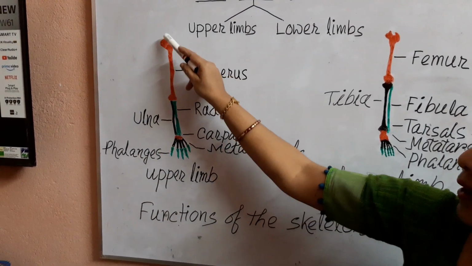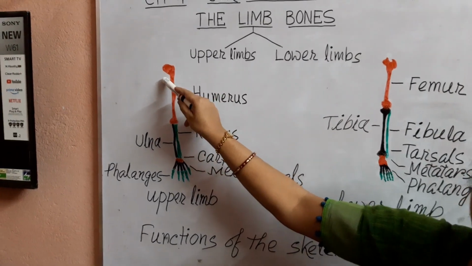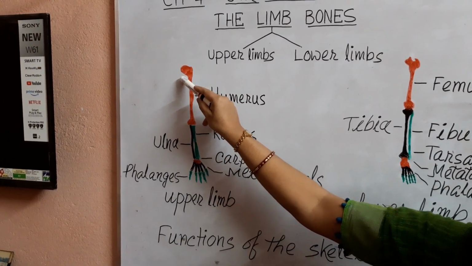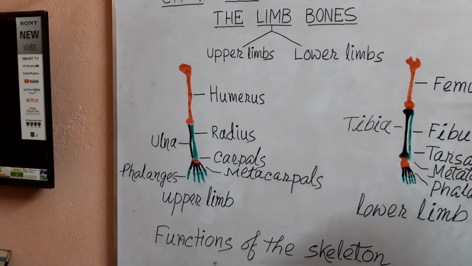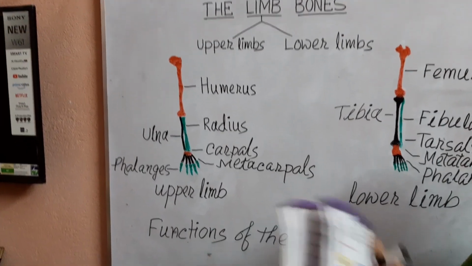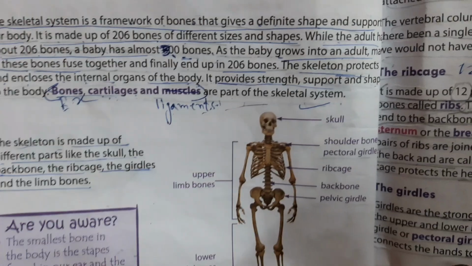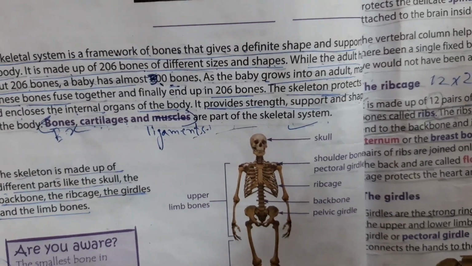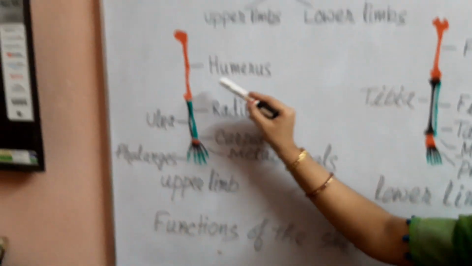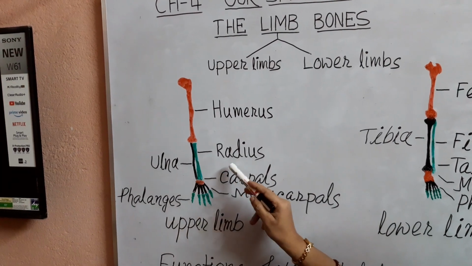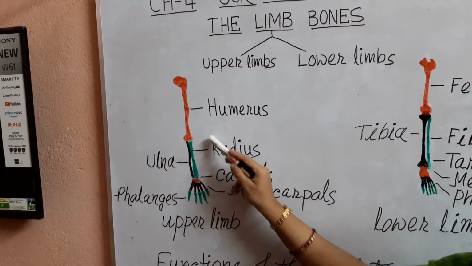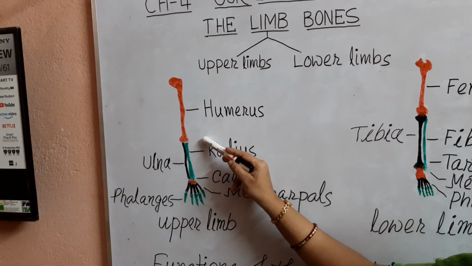The upper end of the humerus bone of the upper arm is fitted or connected into the pectoral girdle, or you can say the shoulder girdle. You see the picture here. The humerus is connected to the shoulder girdle, and here you can see the humerus is connected to the bones of the forearm, that is ulna and radius, at the elbow. This is the elbow joint.